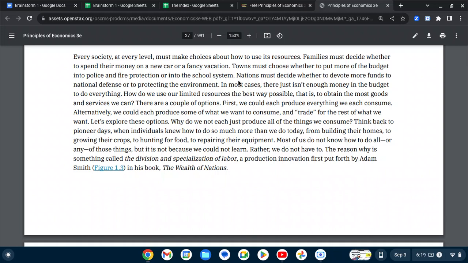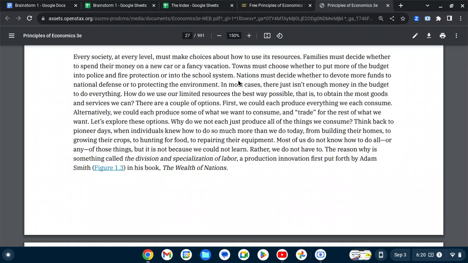Every society at every level must make choices about how to use its resources. Families must decide whether to spend their money on a new car or a fancy vacation. Towns must choose whether to put more of the budget into police and fire protection or into the school system. Nations must decide whether to devote more funds to national defense or to protecting the environment. In most cases, there just isn't enough money in the budget to do everything.